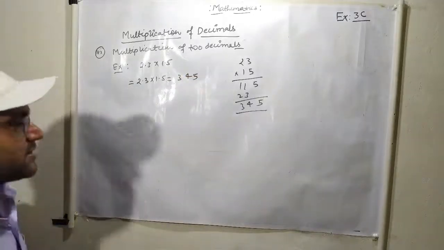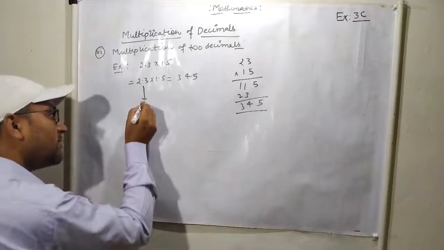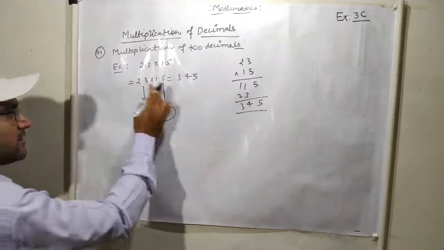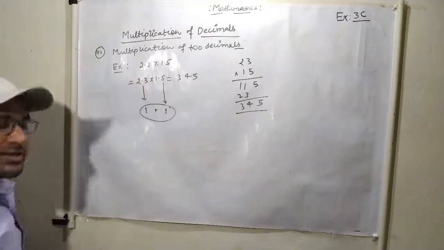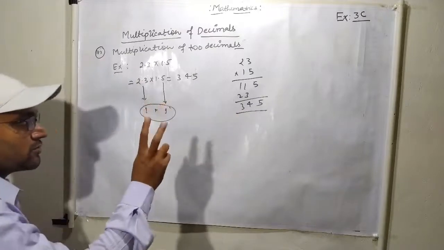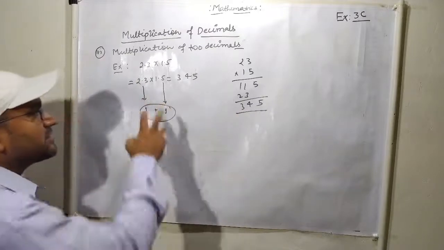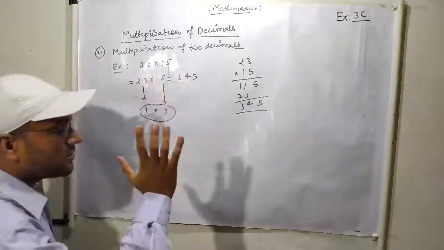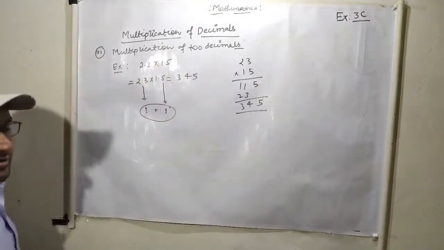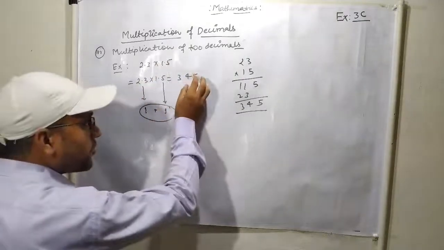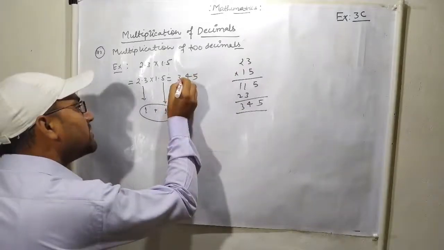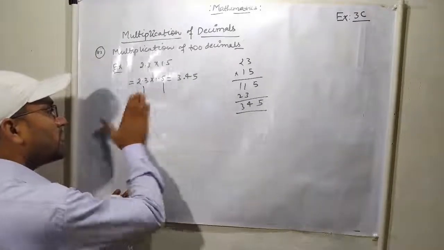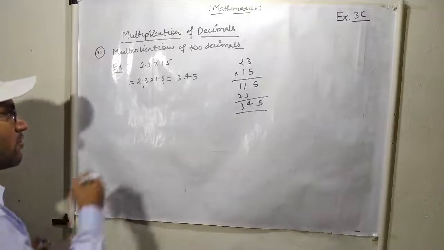And then your rule is, here is 1 decimal place, and here is also 1 decimal place. Add the decimal places in the two decimal numbers. Here is 1 plus 1, 2. So you have 2 decimal places by adding the decimal places of the given numbers. Then you will count 2 numbers from the right side of your product and put your decimal point. So your answer is 3.45. Any problem, students? One more example.